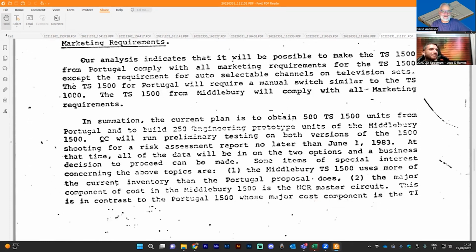Marketing requirements. Our analysis indicates that it will be possible to make the TS1500 from Portugal comply with all marketing requirements for the 1500, except the requirement for auto-selectable channels on television sets.